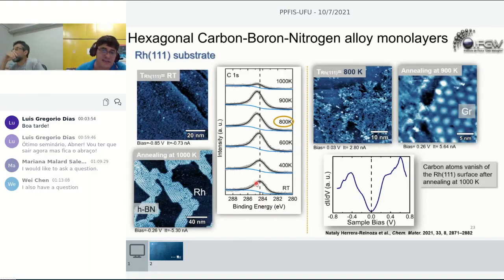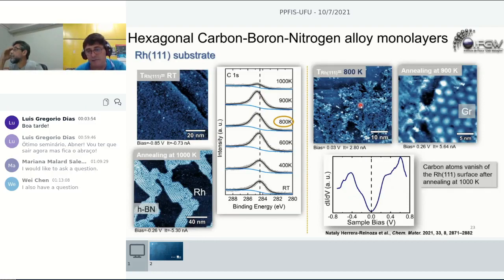We use XPS to measure carbon level, and we see from room temperature, we have this position of the carbon. That means the bonding between carbon and hydrogen are preserved. But when we reach temperatures like 800 Kelvin, carbon shifts. That means probably in this temperature, hydrogen bondings are broken, and the hydrogen goes away, and the carbons start to bond together.